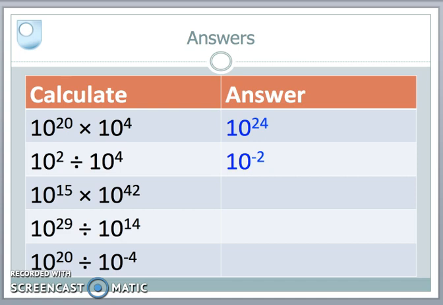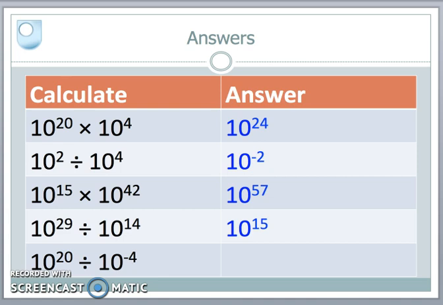Next one is 10 to the power of 15 times 10 to the power of 42. Well, just multiply them together, so we'll just simply add the powers together. 42 plus 15 is 57. 10 to the 29 divided by 10 to the 14. Again, just very simply bring the 14 from the bottom to the top. It becomes 10 to the power of minus 14. Add the two numbers together, and I'll end up with 29 minus 14 gives me 10 to the power of 15.